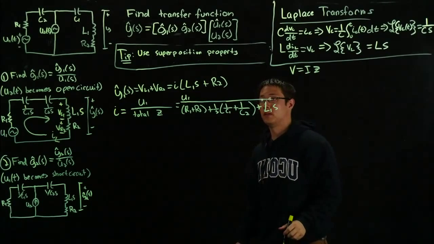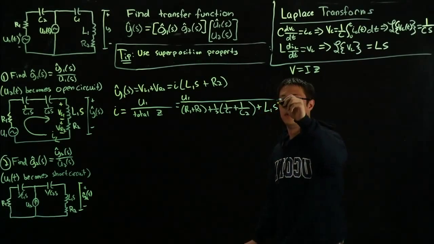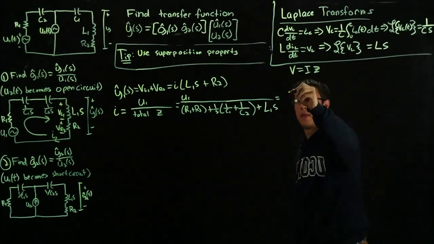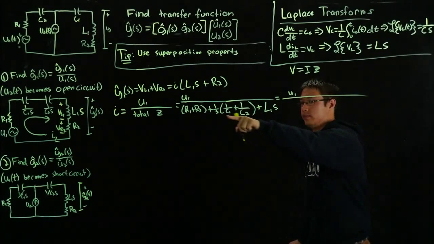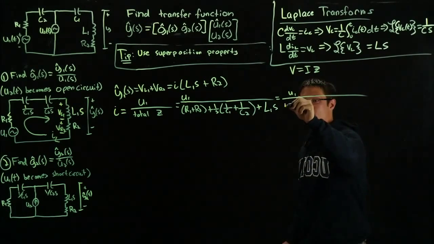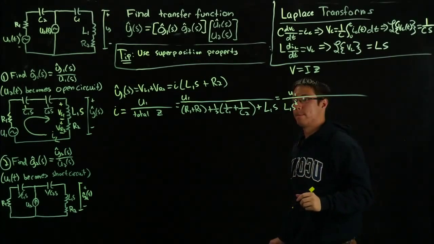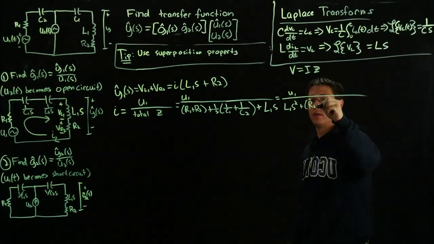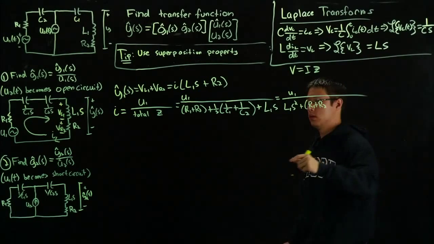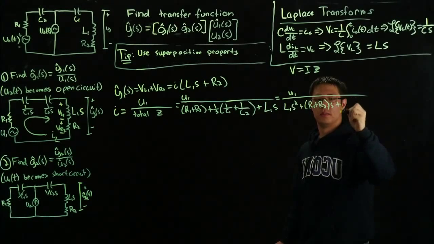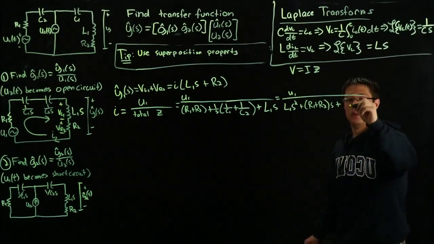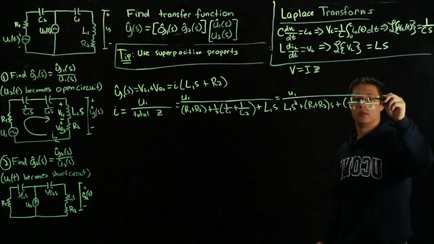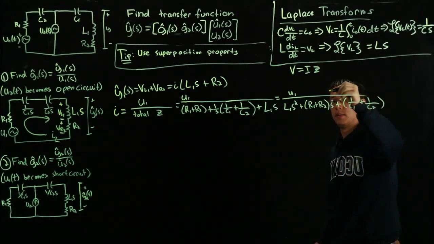If we normalize this a little bit here, we get, let's see here, U1 over L1 s squared plus (R1 plus R2) s plus (1 over C1 plus 1 over C2), all times s.